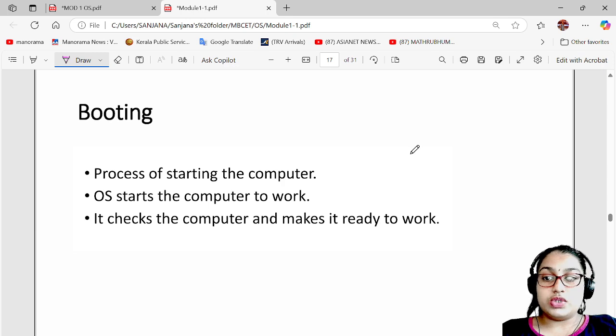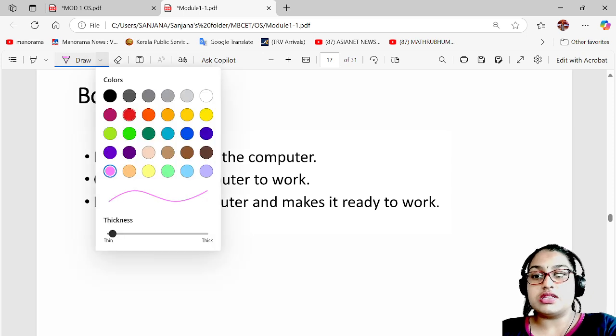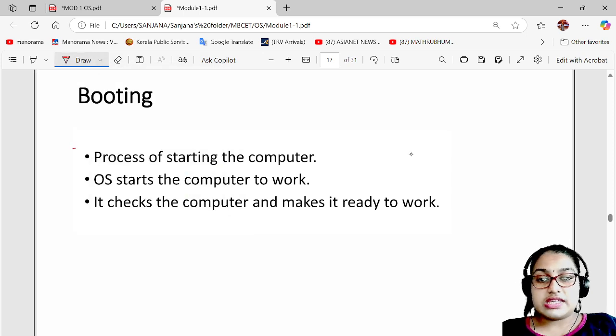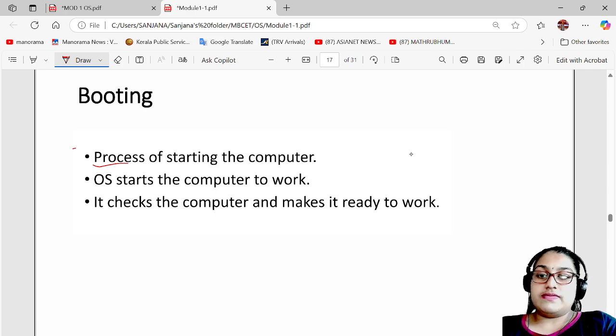Now, what is booting? Booting is nothing but starting. The process of starting the computer is called booting. So the OS starts the computer to work. It checks the computer and makes it ready to work. When the computer is being started, that process is called booting, and the OS starts the computer to work. So when the computer is turned on, the OS will start. For making the computer work, the OS has to help the computer. It checks the computer and makes it ready for work.